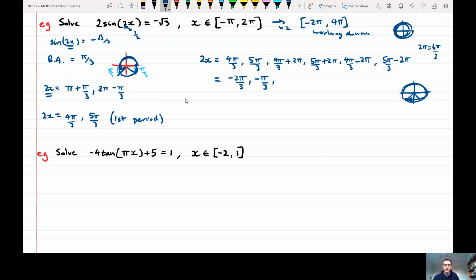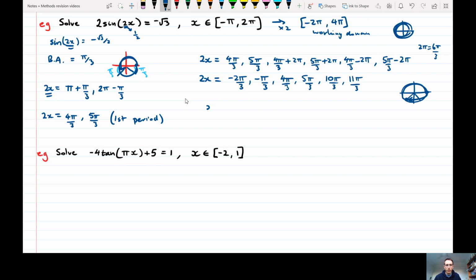And now we go left to right. So 4 pi over 3 stays as it is. 5 pi over 3 stays as it is. And now I add these ones. So 4 pi over 3 plus 6 pi over 3 gives you 10 pi over 3. And then we have 11 pi over 3. That is our stretched out graph.